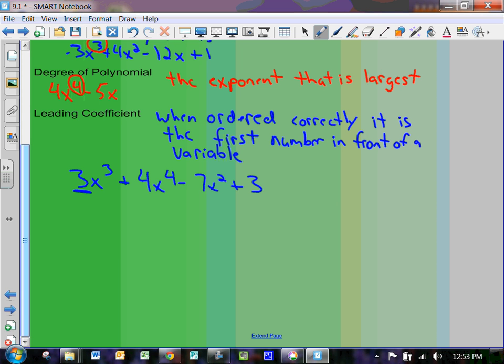So you have to order them correctly. Whenever you order them, you always go from biggest power to smallest power. So in this case, we have 4x to the fourth plus 3x to the third minus 7x squared plus 3. You see how this goes from 4 to 3 to 2 to nothing. Those are going in descending order. So our leading coefficient is this 4 right here because it is the coefficient in front of the biggest variable.